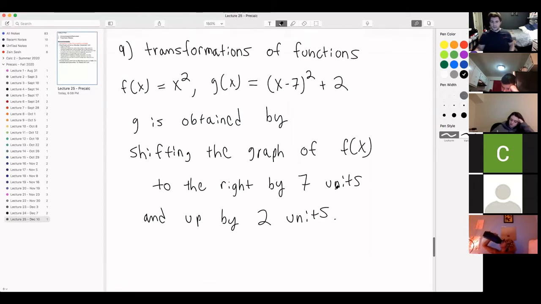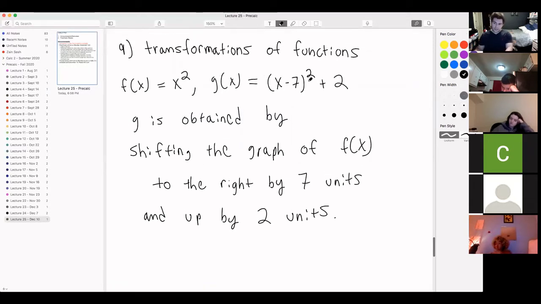Okay, so I'm going to give you a formula, and you're going to need to tell me what those transformations are geometrically. Okay, what's the picture? So this minus 7 means to the right 7, and the plus 2 means up 2. Okay, so any questions?